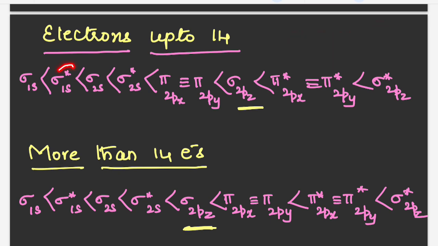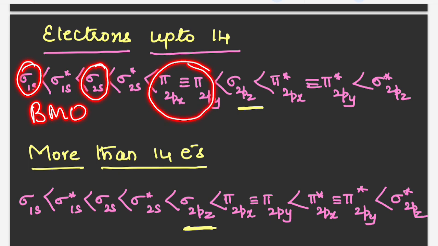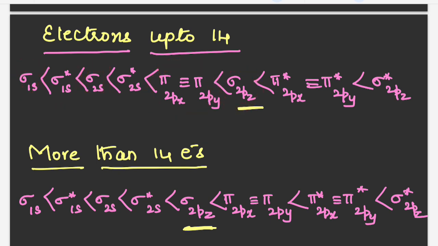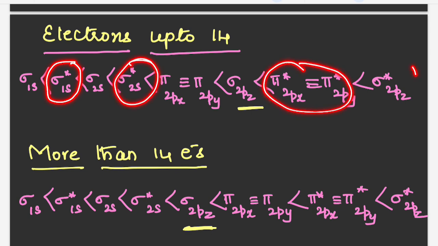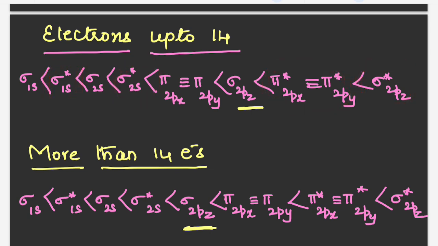Here, if a star is present, can you see this star? If a star is present, it is called an anti-bonding molecular orbital. Without a star, it is called a bonding molecular orbital. So this is a bonding molecular orbital. This is also bonding, and this is also a bonding molecular orbital. Anti-bonding, if the star is there: this one, this one, this one and this one. These are all anti-bonding molecular orbitals.